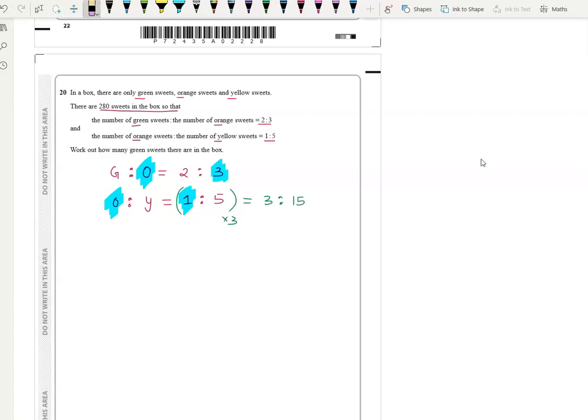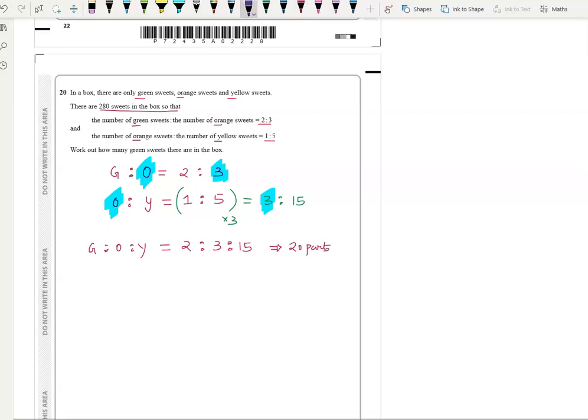So now the ratio is the same. So we combine the two and write a common ratio for all. So green is to orange is to yellow is now green is 2 parts, orange is 3 parts and yellow is 15 parts. So when you add up all, altogether you have 2 plus 3 plus 15, that is 20 parts. Now the total number of sweets in the box is 280. So this 280 is equivalent to 20 parts. So we write here 20 parts is 280.